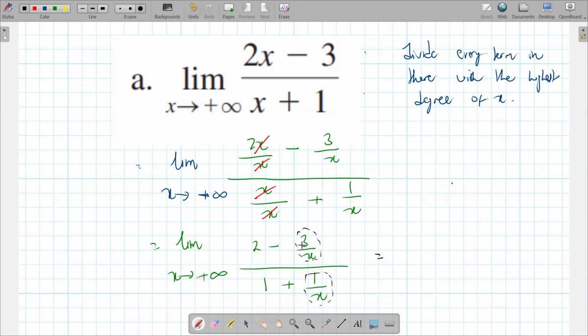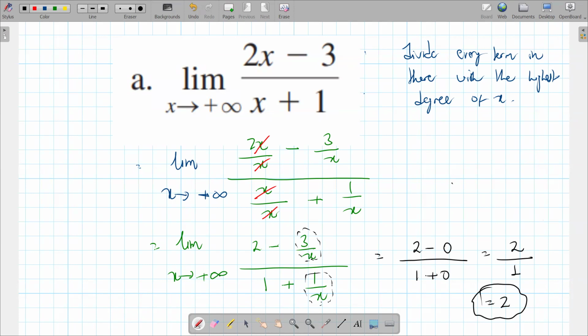So what this means is when we plug infinity in here and in here as x, because those are the only x's remaining, we will get 2 minus 0 in the numerator, and we'll get 1 plus 0 in the denominator, which will give us 2 in the numerator. It'll give us 1 in the denominator. The answer is 2. So when x approaches positive infinity for this function, the y value will be approaching 2.